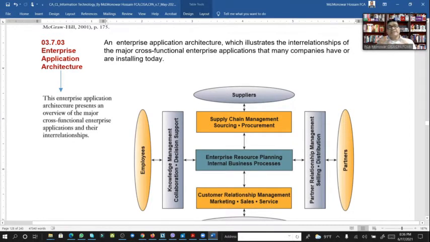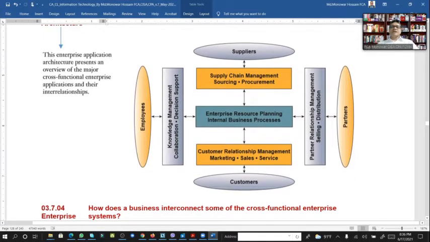Enterprise application architecture. This enterprise application architecture presents an overall view of the major cross-functional enterprise applications and their interrelationships. So if we see in this picture, on the four sides are the supplier, customer, partners, employee, and stakeholders. In the middle is enterprise resource planning, the enterprise business processes that support knowledge management, collaboration, and decision support for the employees. And also partner relationship management, selling, distribution, proper channel through the partners or stakeholders, and also supply chain management, sourcing, procurement, coming from the supplier, and customers. Customers are the king of the organization, and customer relationship management covers marketing, sales, service, etc. These help with the interrelation, cross-functionally within the organization.